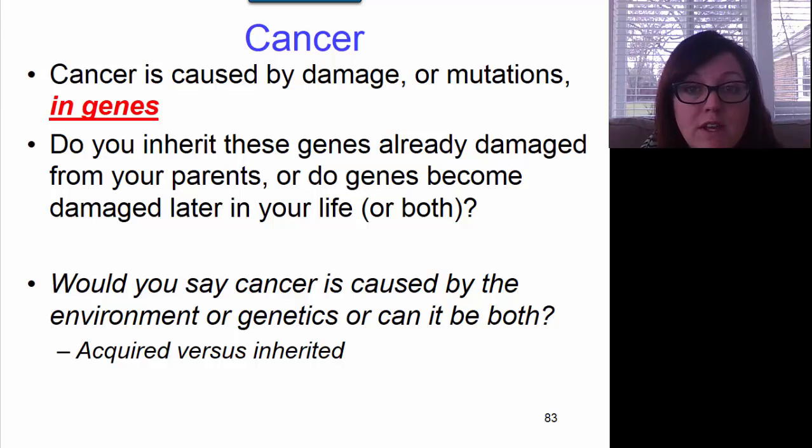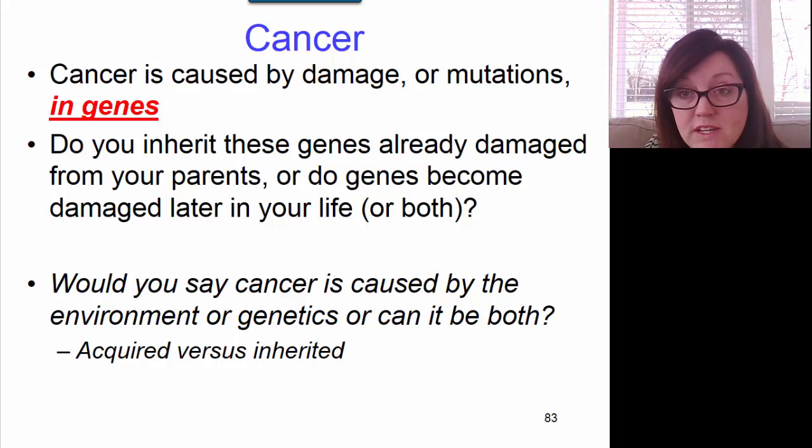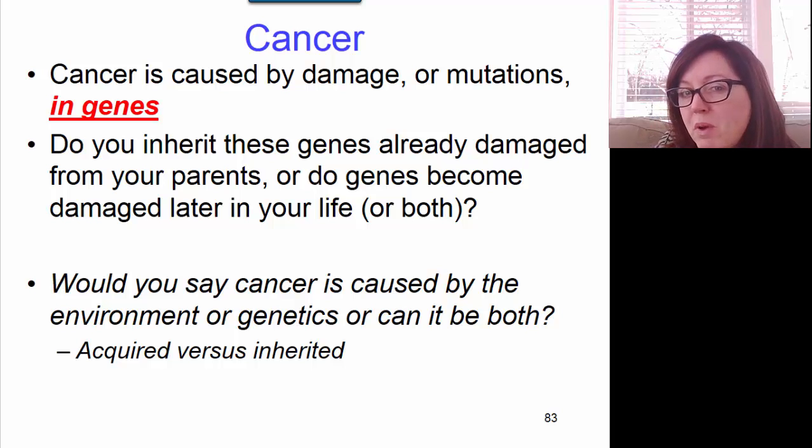So what exactly causes cancer, right? Cancer is caused by damage to genes. A lot of people don't realize that, so you can star this and underline it and highlight it, but cancer is caused by damage to our actual DNA, right? We call these mutations. So do you inherit these genes already damaged from your parents, or do these genes become damaged later in your life, or both?